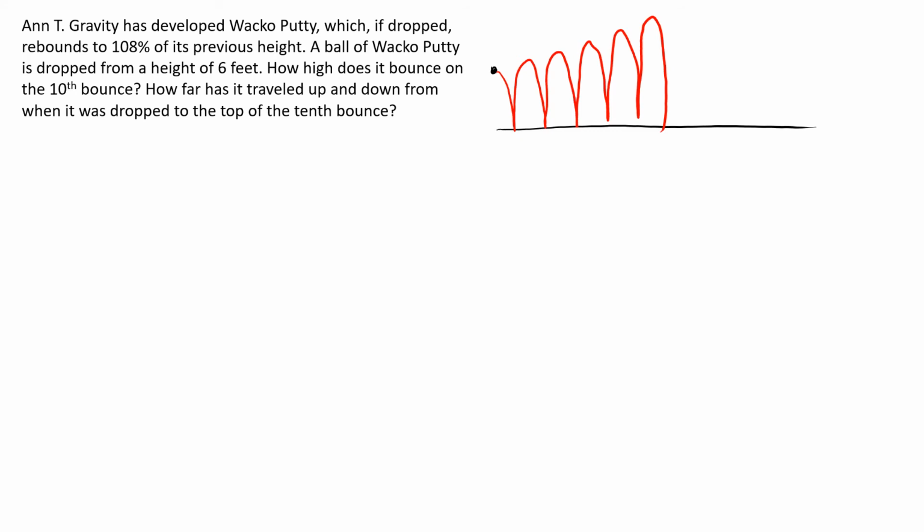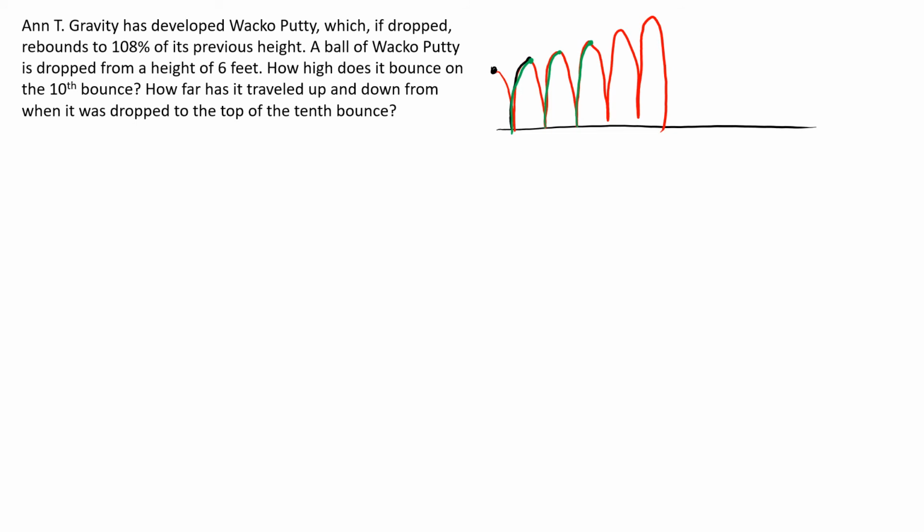So this is a little bit tricky. Because how many bounces, like what's our n for this? Is it just 10? What are we using for our first term? It starts at 6, right? But after the first bounce, what we're asking for, this is effectively a sub 1. This is the height after the first bounce. This would be the height after the second bounce. This would be the height after the third bounce.